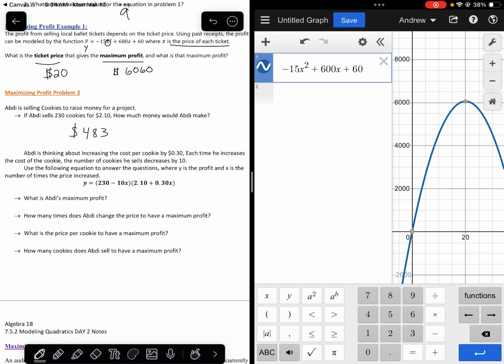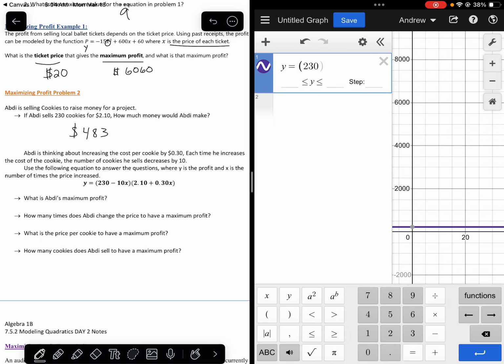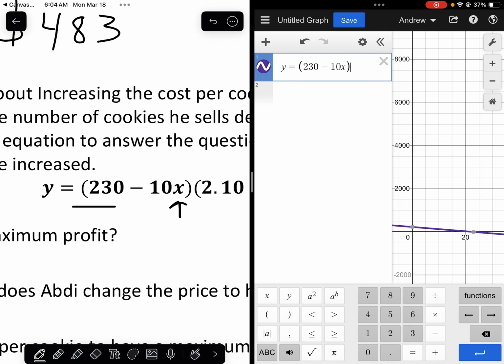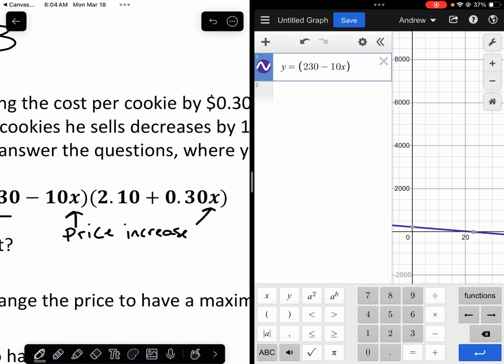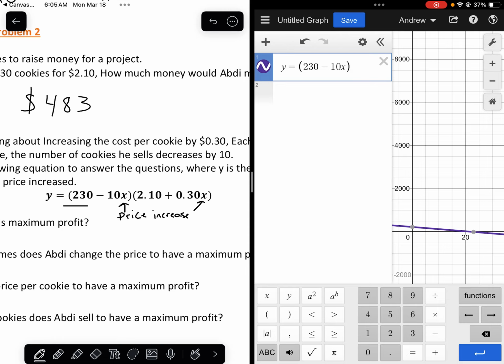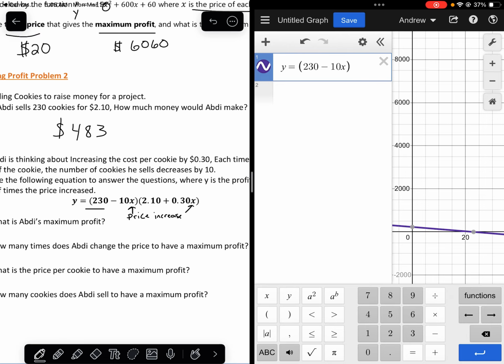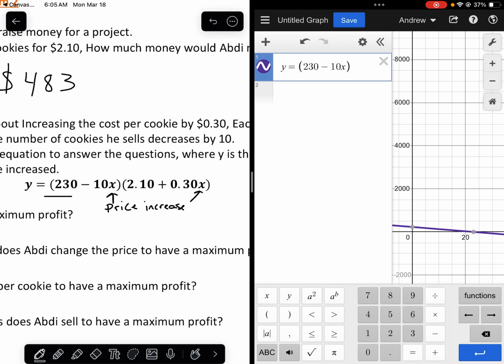So let's go ahead and type in this equation now. Y equals parenthesis 230 minus 10x. That represents how many cookies. So 230 cookies originally, but every time there's a price increase, aka x, right? It's not what the price increase is, but the number of times the price increased. And then 210 plus 30x is the amount that the price is increasing. So it starts at $2.10, but every time he changes the price, it's going to go up by 30 cents.